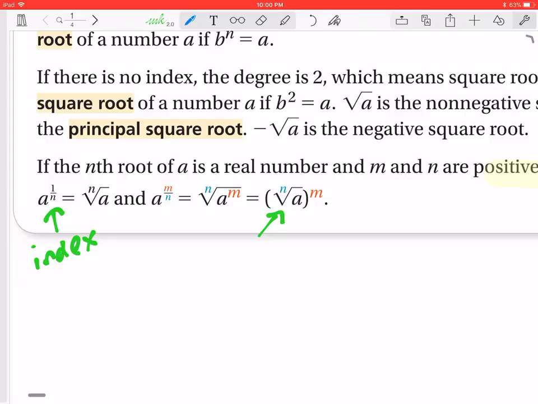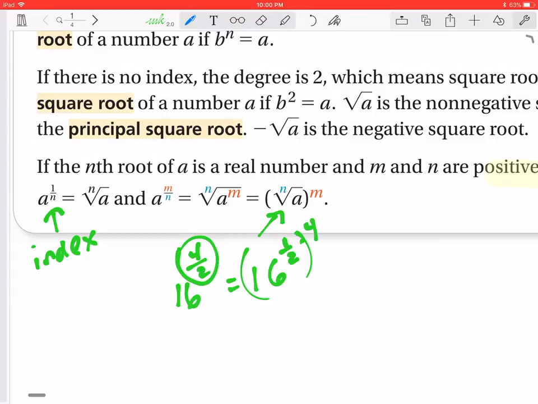Now, let's say, for example, I have 16 to the power of, let's say 4 halves, okay? Now, I can also rewrite this as 16 to the power of 1/2 times 4. The rules of exponents will tell us that when we have an exponential power to a power, we multiply those. So, I know that I can rewrite this 4 halves as 16 to 1/2 to the power of 4.